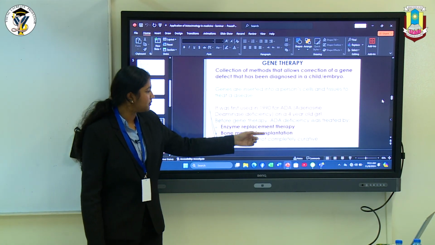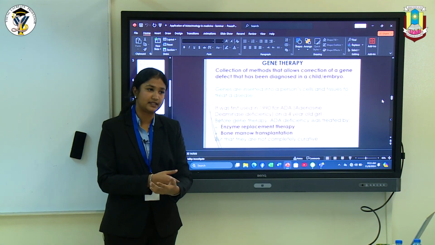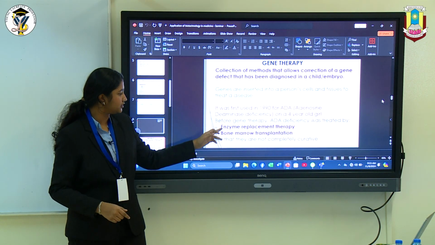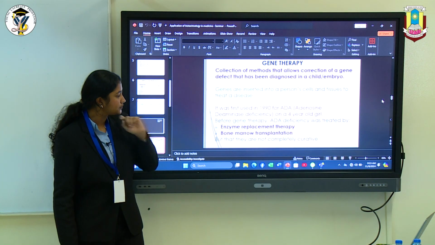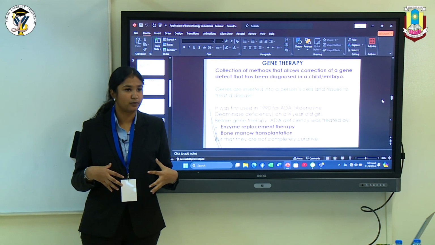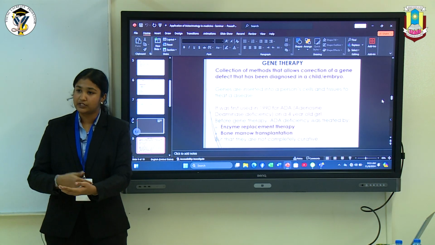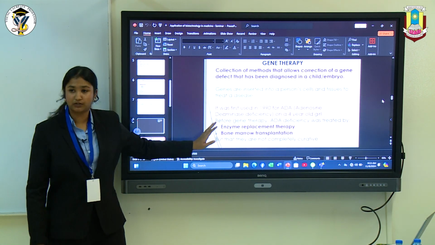Enzyme replacement therapy means you just inject the ADA enzyme into your body, just like we inject insulin. But this is not a curative measure. Why? Because ADA is continuously used by our body to support the immune system. So after like 5 minutes, we have to inject it again and again. So this is not a curative measure.